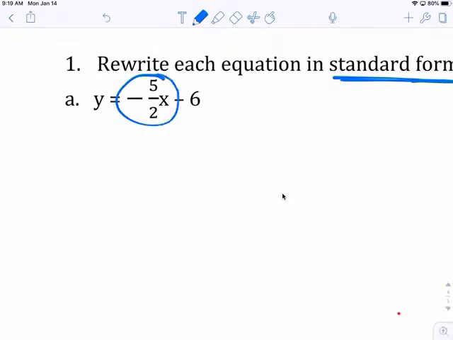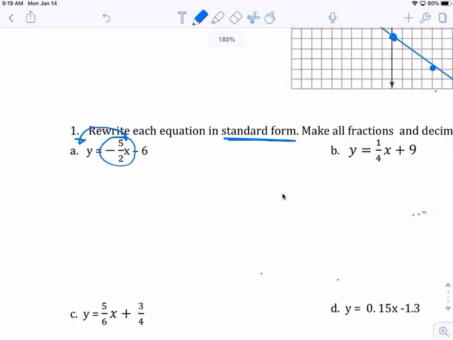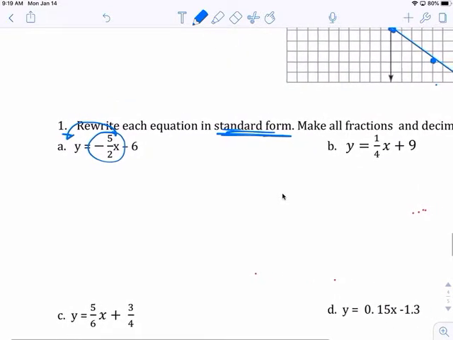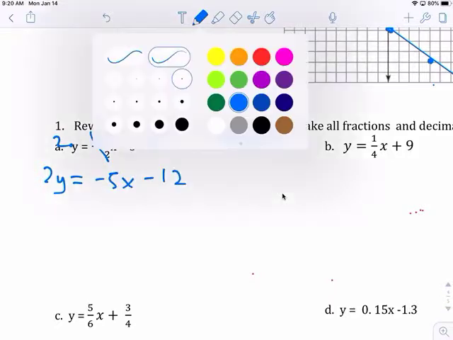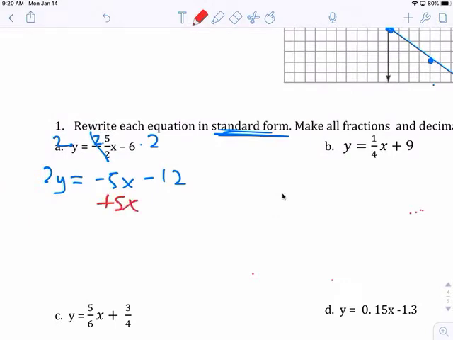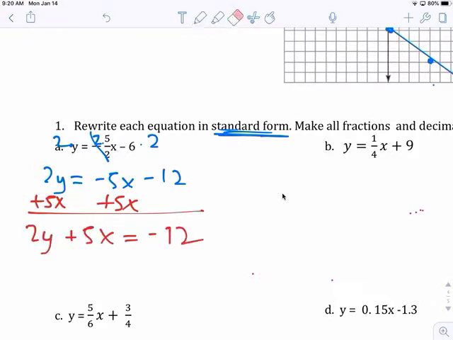So we need x and y together. Remember, in standard form, x and y are together. If you notice, we don't want the fraction, so multiply it all. You can always multiply by the least common denominator at the very beginning. In class, I had you move terms, but you can always multiply first. Equals negative 5x minus 12. And then you can move plus 5x, plus 5x, and then you get 2y plus 5x equals negative 12.